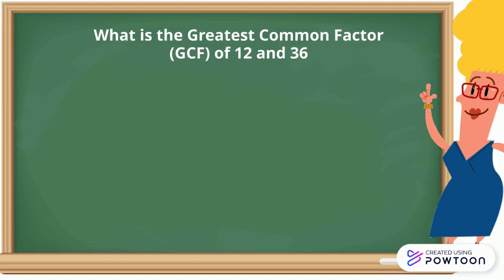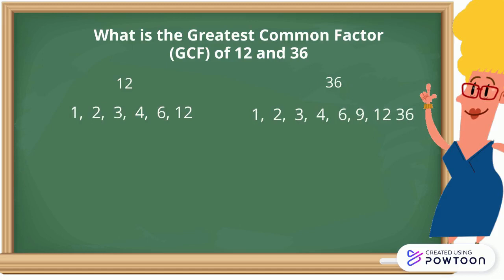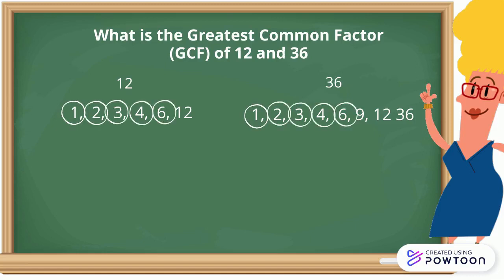And so on. Now that we have our factors for 12 and 36 listed, visually in this approach, it's easy to find the greatest common factor. You just keep moving, checking each factor till you find the largest one that they both have in common. In this case, it's 12. The GCF is 12.